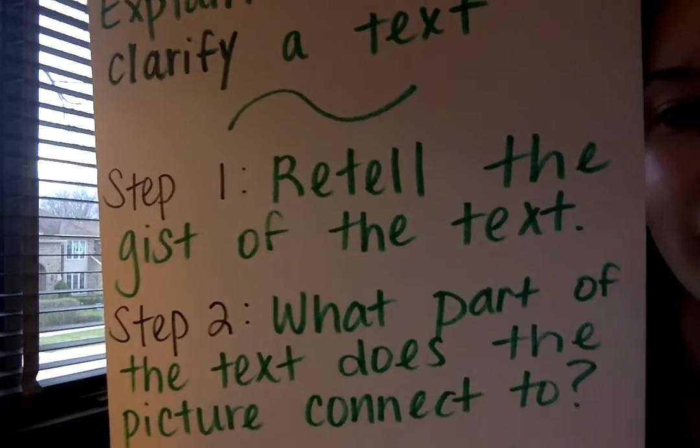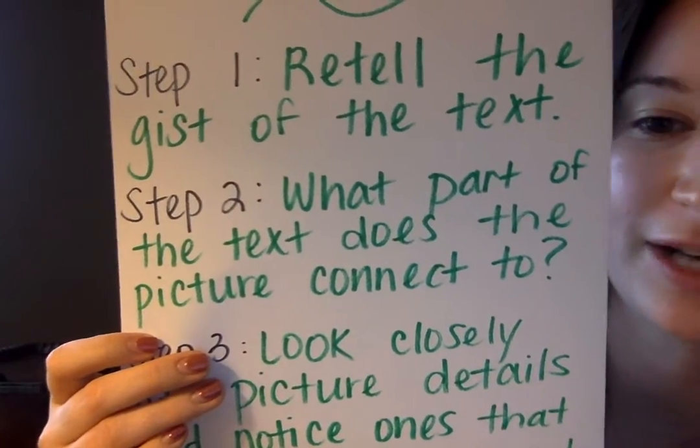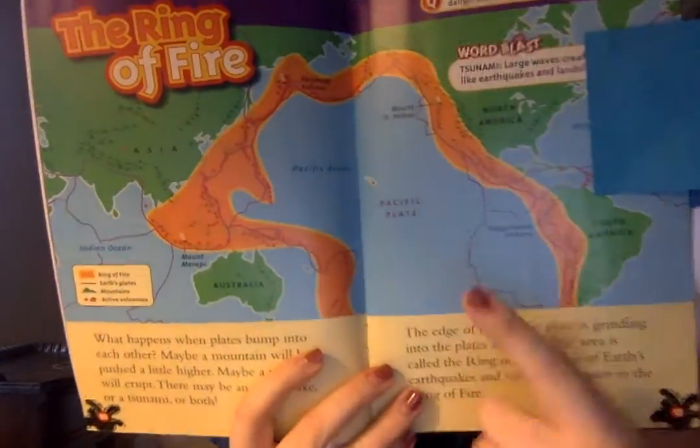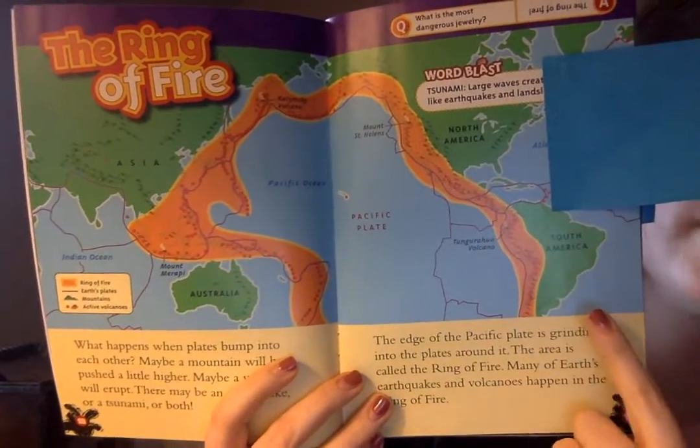Step number 1, retell the gist of the text. So remember, the gist of the text is what the text is mostly about. We know this is a nonfiction text all about volcanoes. All throughout this text, we learned how volcanoes erupt, we learned how they form, and then we learned about many famous volcanoes all around our world. So that's the gist of our text. Step 2, what part of the text does the picture connect to? So we know based on the heading and the picture that this page teaches us all about the Ring of Fire, which is a really important part of our world that contains volcanoes.